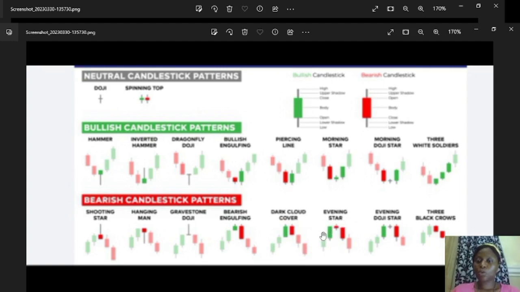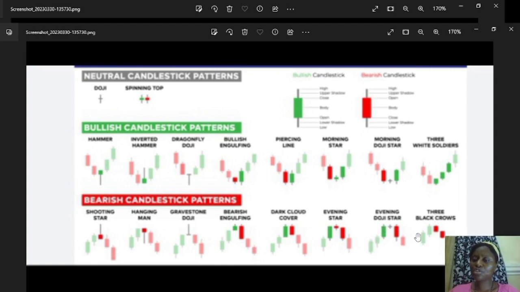We have the evening star. Once you see it forming at the resistance area of a bullish market, you find the three candles forming, you know that the market is about changing to a bearish trend. We also find the evening doji star, where the middle one is a cross. It looks like a cross instead of a little body candle. So once you see that cross, it's a doji. So it's the evening doji star, changing from a bullish market to a bearish market.